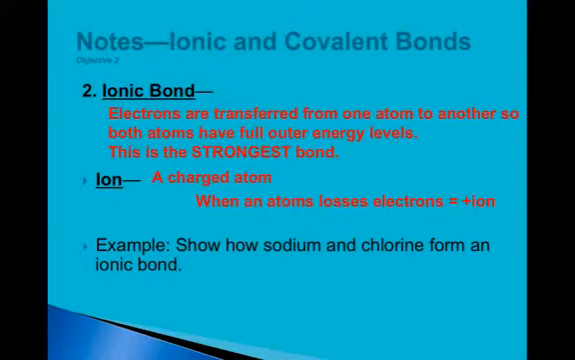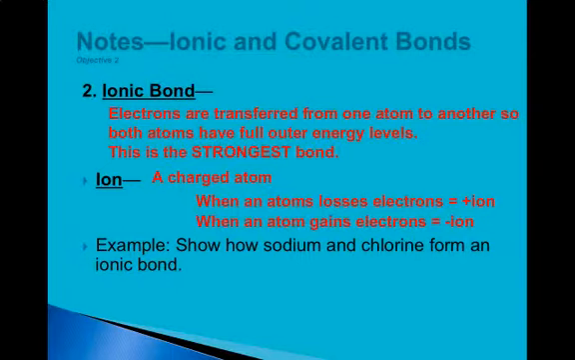Imagine it like a balance. When a balance has even weight on both sides, it's nice and even and neutral. If you take away an item from one side, then the other side is going to move. That's what's happening here. When an atom loses an electron, it becomes positively charged. The opposite is also correct. When an atom gains an electron, it becomes negatively charged.